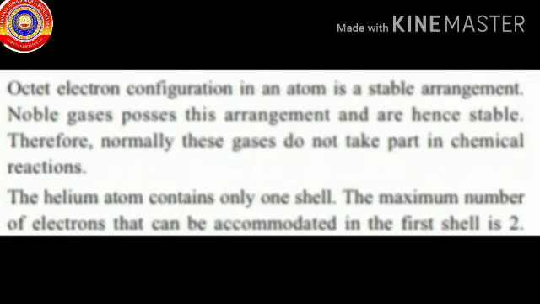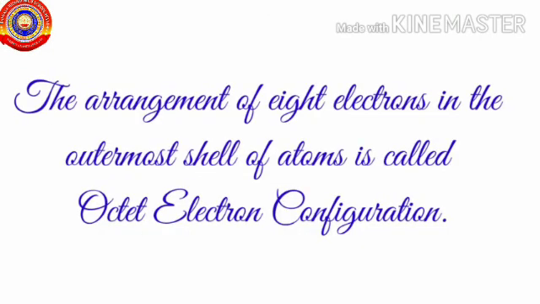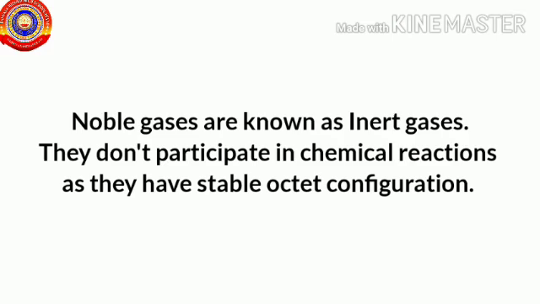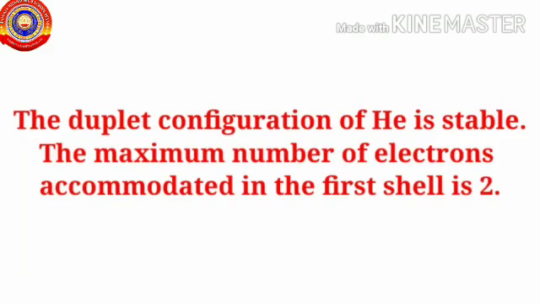We learned about the configurations of noble gases. So what is the name of the configuration attained by the noble gases? They are called octet electron configuration. And the word octet means the number 8. So why are noble gases known as inert gases? Because they do not participate in any of the chemical reactions. Inert means inactive in nature, and the configuration of helium is known as duplet configuration. Duplet configuration of helium is also stable because the maximum number of electrons accommodated in the K shell is 2.